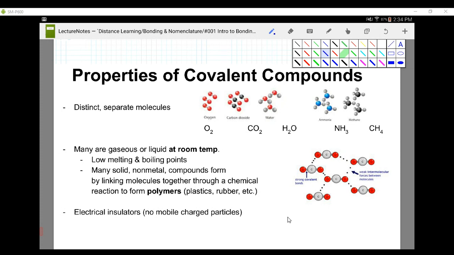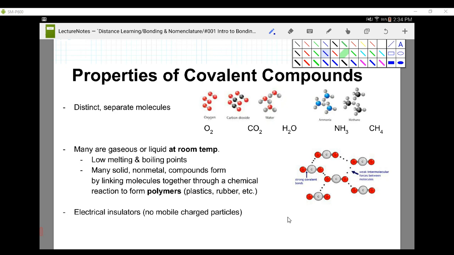Because they're separate, distinct molecules, and they only have these intermolecular forces between them, it's a lot easier to separate one molecule from another molecule, making them boil and melt at much lower temperatures. And in fact, a lot of small covalent compounds are already gaseous or liquids at room temperature because they don't need much energy to separate.